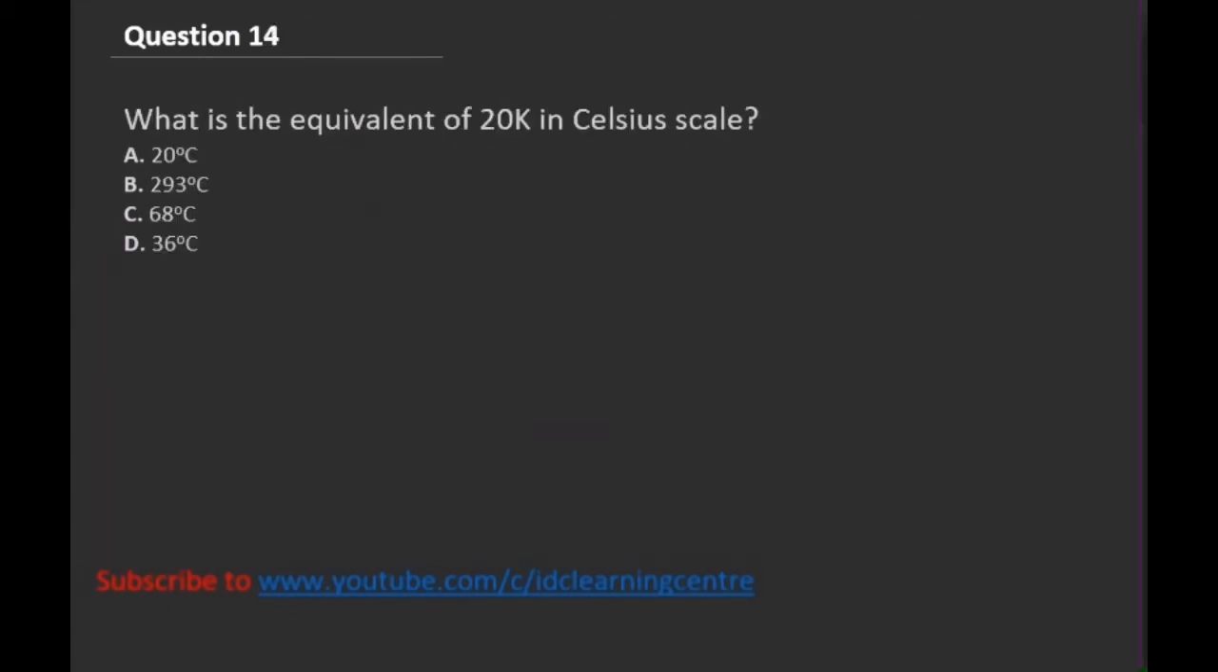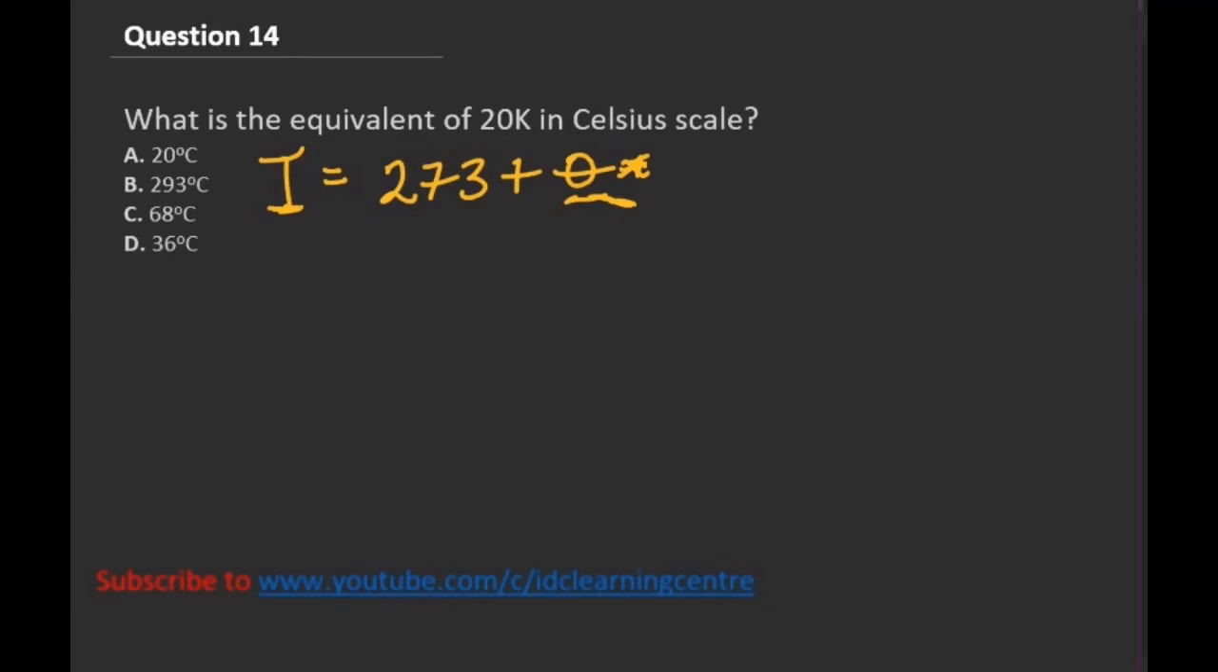Question 14. What is the equivalent of 20 Kelvin in Celsius? The Celsius and Kelvin are related by this equation. Temperature T equal to 273 plus theta. In this equation, this theta represents temperature in degrees Celsius. Take note of that. Why this T represents temperature in Kelvin, while this theta is temperature in degrees Celsius.